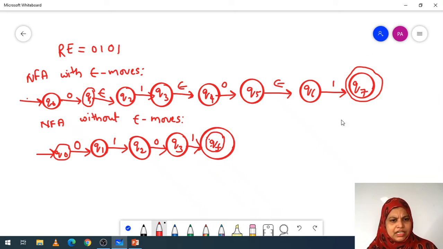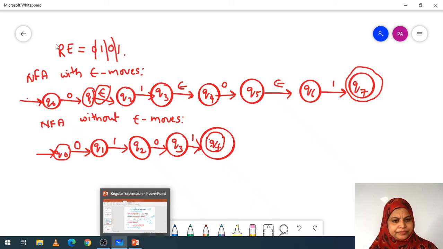Is it clear? Up to here, any regular expression is in terms of concatenation. First we have to divide that regular expression into single inputs. See here, I am dividing it as 0, then 1 0 1. Then after every input symbol we have to write this epsilon. This is the NFA with epsilon moves and the NFA without epsilon moves. This is how we construct the finite automata for concatenation.